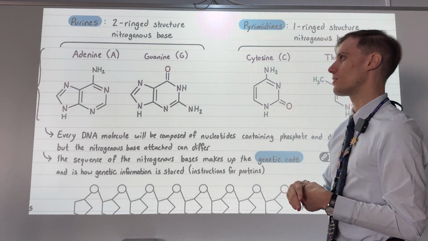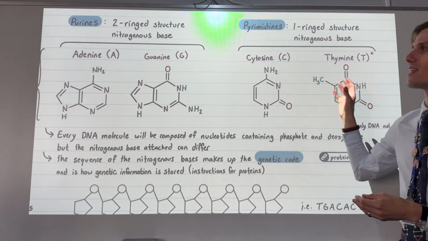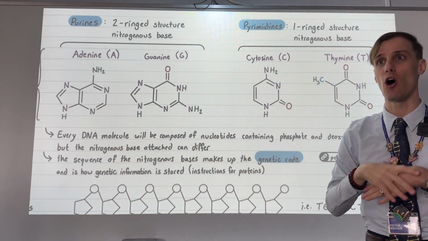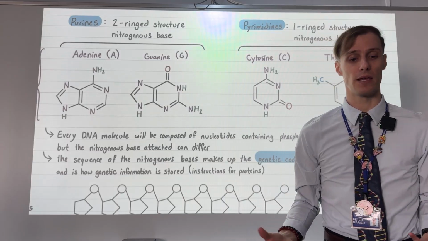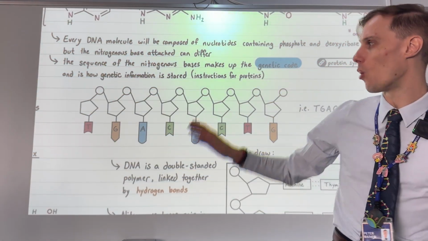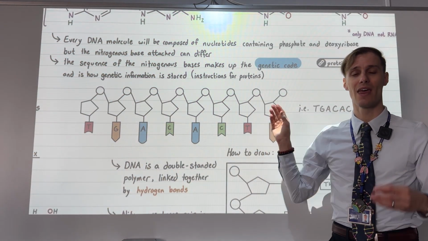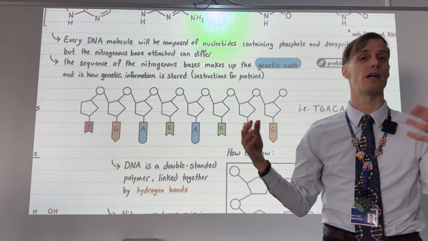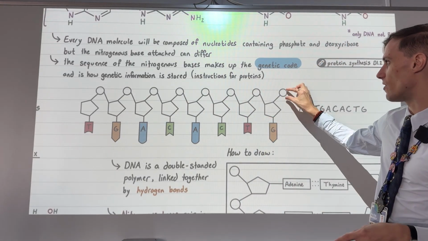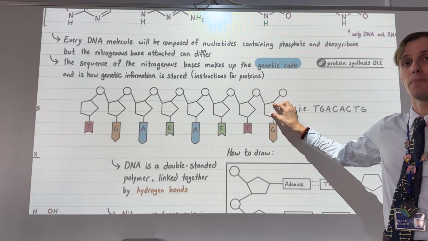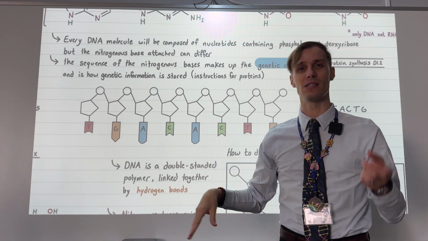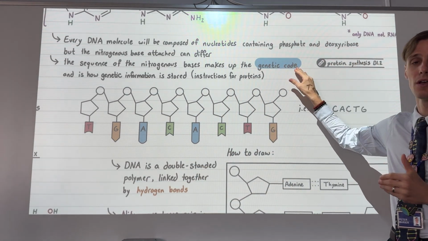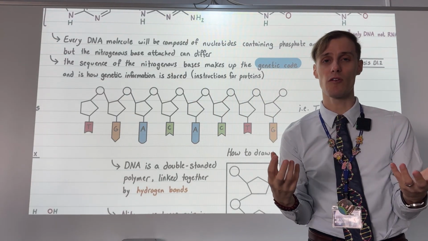Now, before I talk about that, I think it is worth noting that it's the order or the sequence of these nitrogenous bases that results in all the variety of life on the planet. So specifically, the order of these nitrogenous bases, that is what is different between you and I and a bacteria and a plant and a mushroom, etc. We all have the same phosphate and deoxyribose, but the order of our nitrogenous bases can vary slightly. And that order is something that we call the genetic code. This is what makes individuals unique from each other.